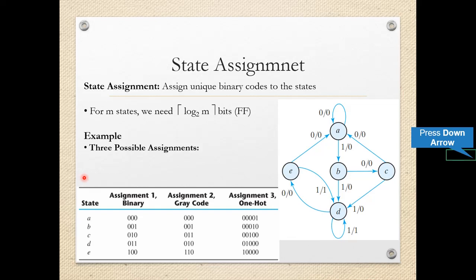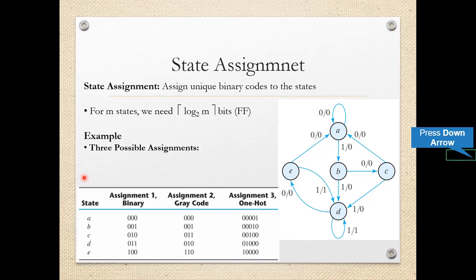So this is one example for the same problem, where we have just reduced the number of states, and how to assign the state code is mentioned over here. So there are 3 possible assignments for this particular state diagram. As there are 5 different states, we will require a 3-bit code.